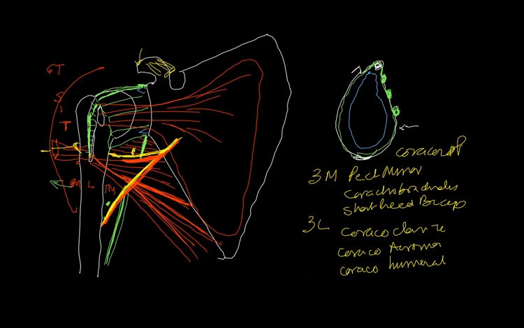Then you have the suprascapular notch. Here you have the transverse suprascapular ligament. Under it passes the suprascapular nerve, going to supply the supraspinatus and infraspinatus, and above it passes the suprascapular artery. Nothing is attached to the superior border of the scapula.